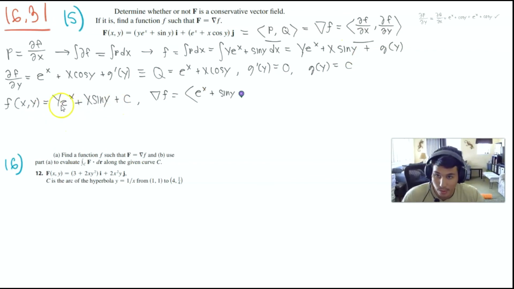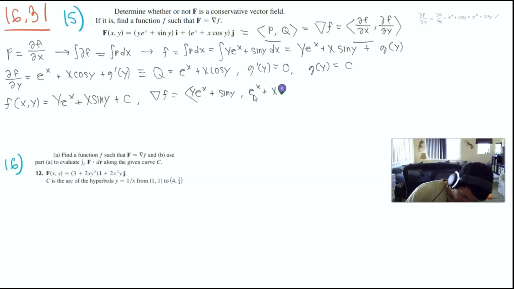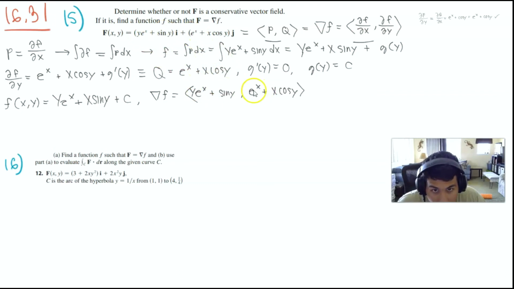And if we take this with respect to y, we get e to the x. One second, we get y e to the x plus sine y. Okay, and now we get e to the x. If we take this with respect to y, we get e to the x plus x cosine y. Is this the same thing? Okay, that's that. That's that. That is that. And that is. Okay, yeah. Yep, it's exactly the same thing.